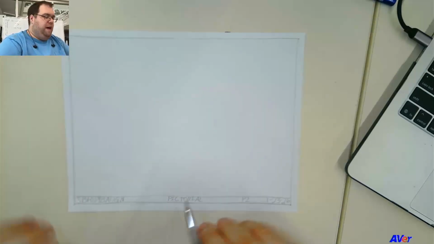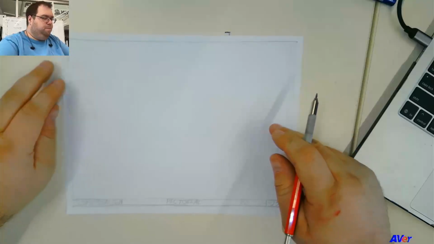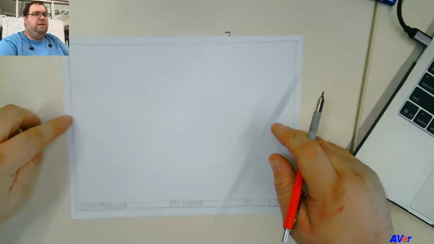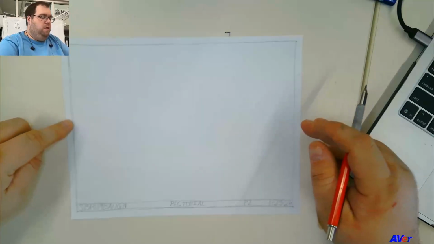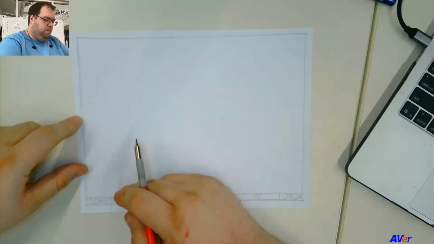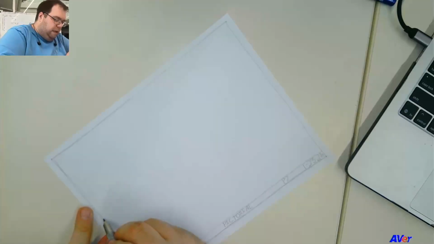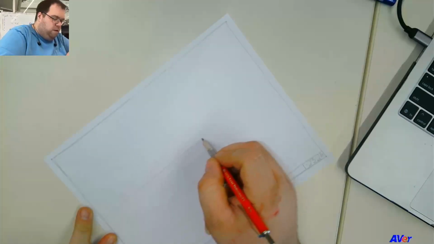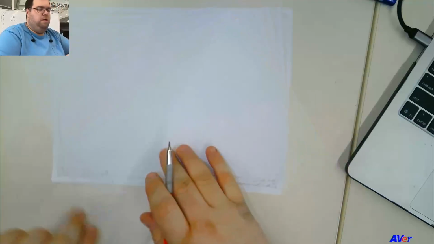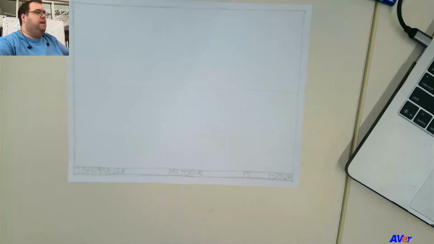All right, once you have that, we're going to look at the space that we have to draw in, which is up here at the top. And we're going to find about the middle of the paper from top to bottom, or the middle of our title block. And we're going to put a light line all the way across. In fact, that's so light, I don't think you can actually see it on my screen.